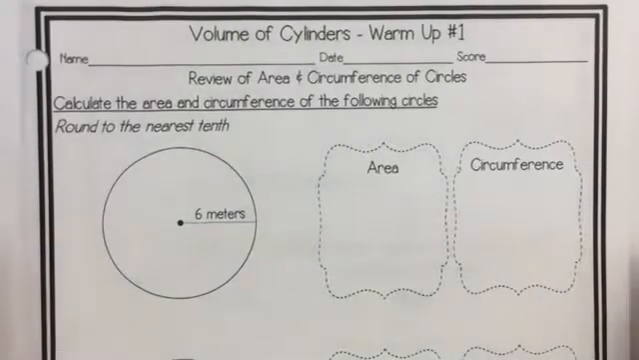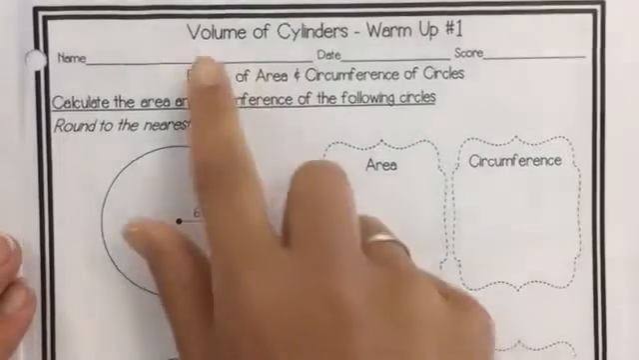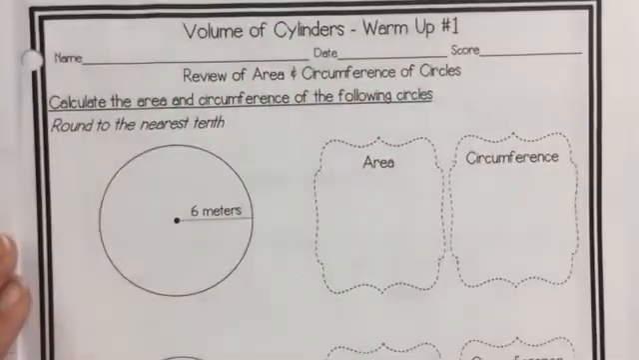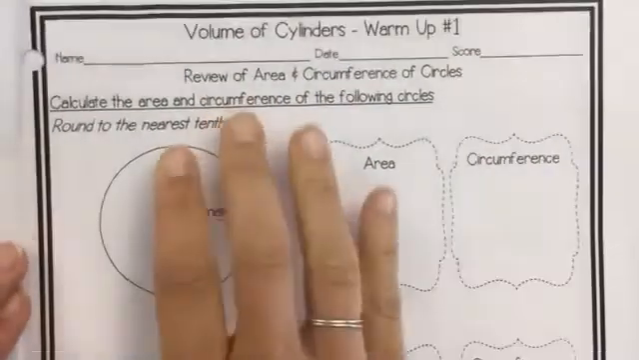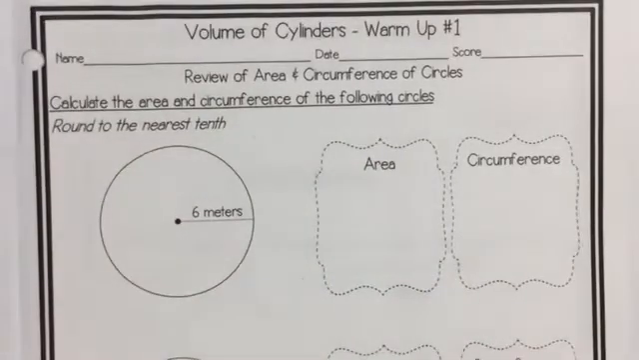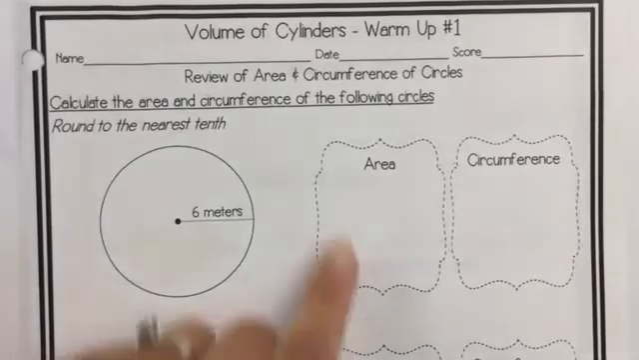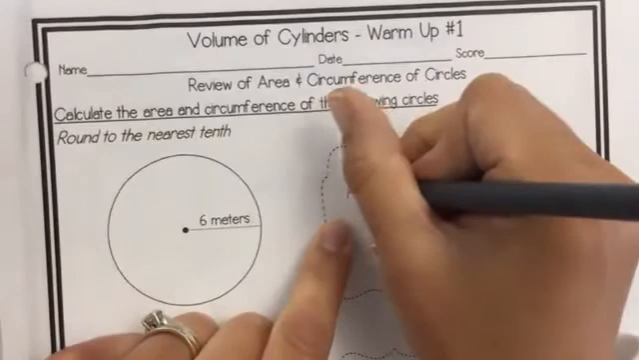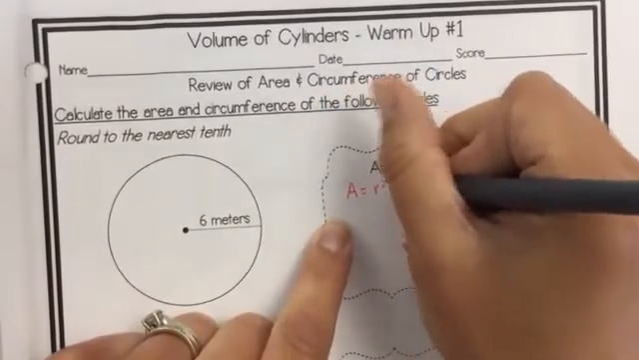Okay, so volume of cylinders, this is our warm-up. This is reviewing how to find the area and the circumference. So two important formulas. The area is found by taking radius squared times pi.